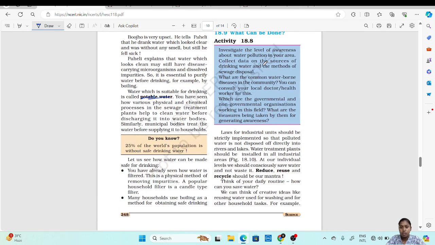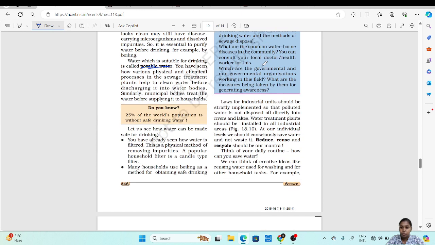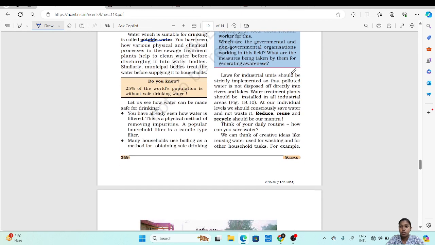So what can be done to prevent water from getting polluted? Laws for industrial units should be strictly implemented so that polluted water is not disposed of directly into rivers and lakes. As I said earlier, you have to treat the industrial waste before releasing it into the water bodies, and this should be strictly implemented in each and every industry. Water treatment plants should be installed in all industrial areas. At our individual levels, we should consciously save water and not waste it. Reduce, reuse, and recycle should be our mantra.